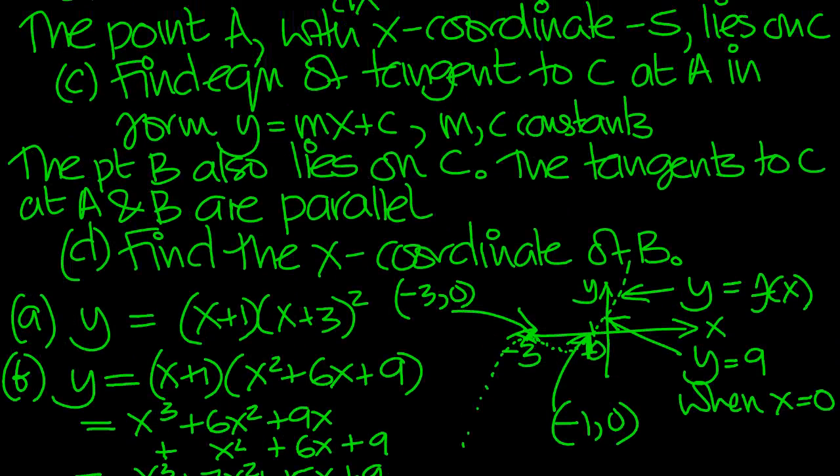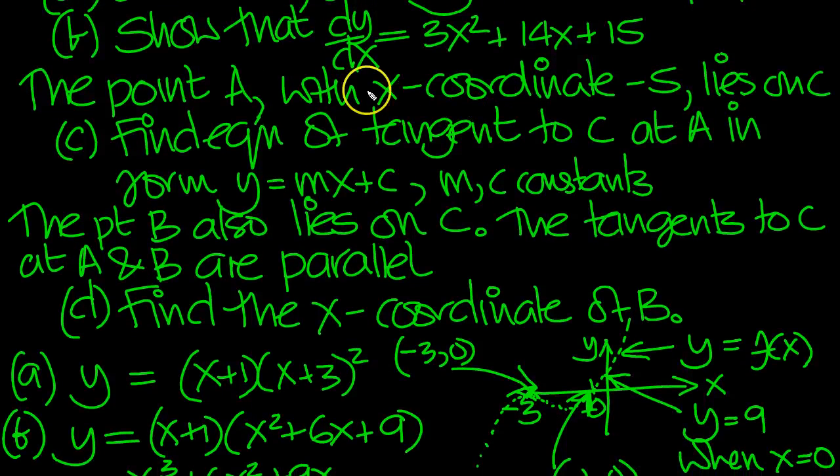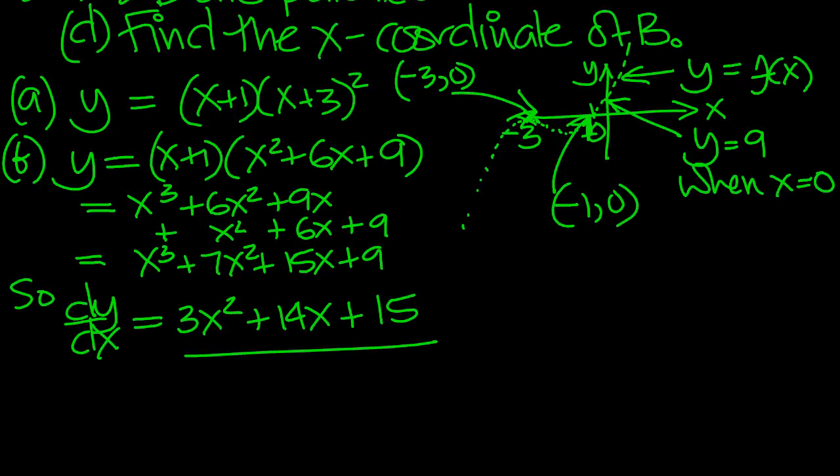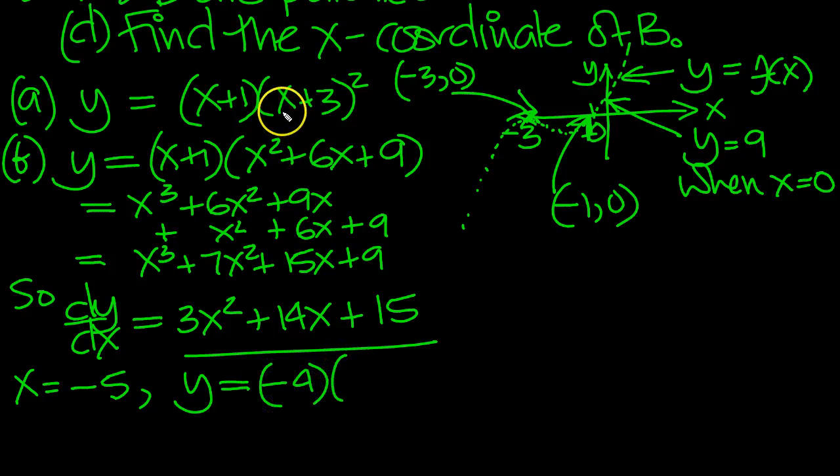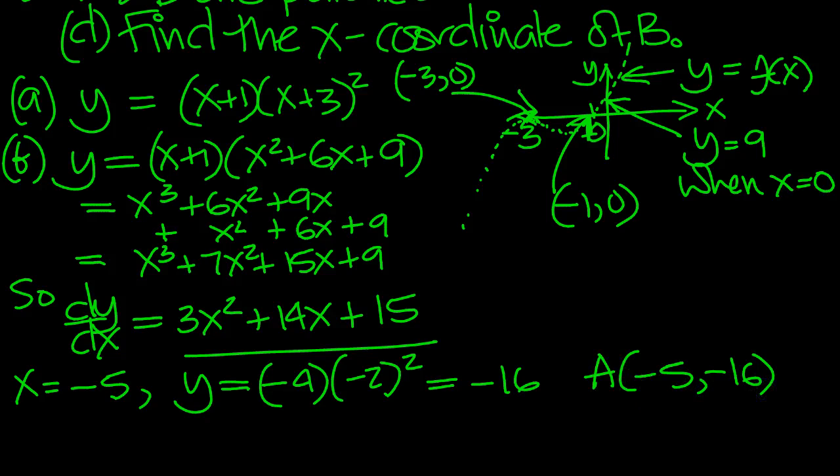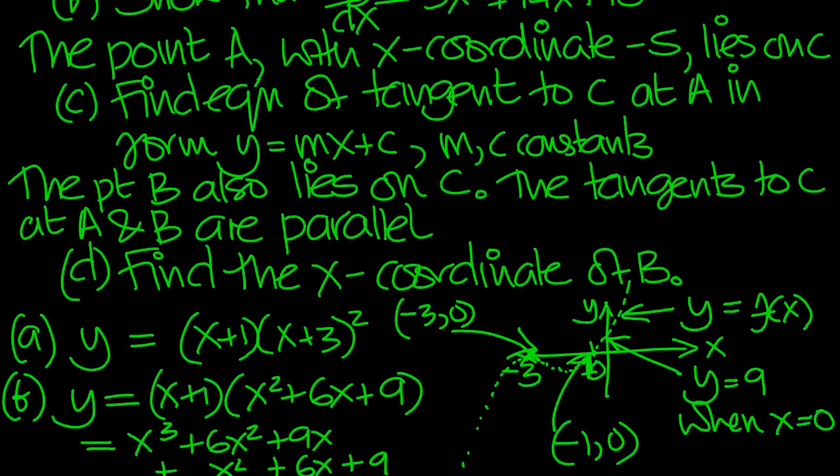Now let's go back up and look at the next part. The point A with x coordinate minus 5 lies on C. Find the equation of the tangent to C at A in this form. So that's the next problem. So A has x coordinate, x equals minus 5. So what does y equal? We'll put minus 5 in here. We get minus 5 plus 1 is minus 4, minus 5 plus 3 is minus 2 squared, so we get 4 times minus 4 is minus 16. So there's the coordinate: A on the curve is minus 5, minus 16. So let me just go back up and remind myself of the question.